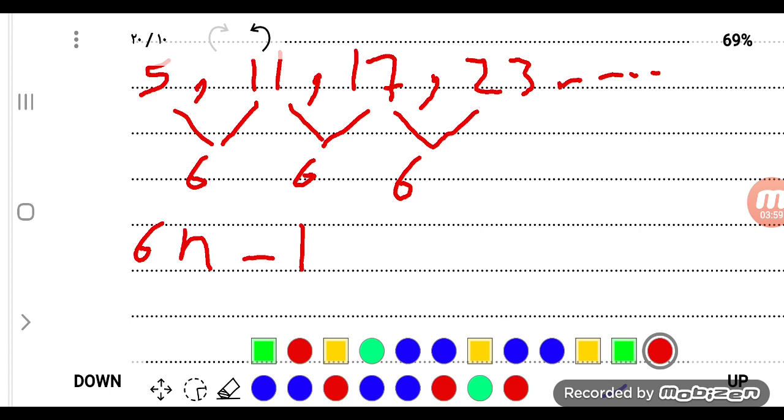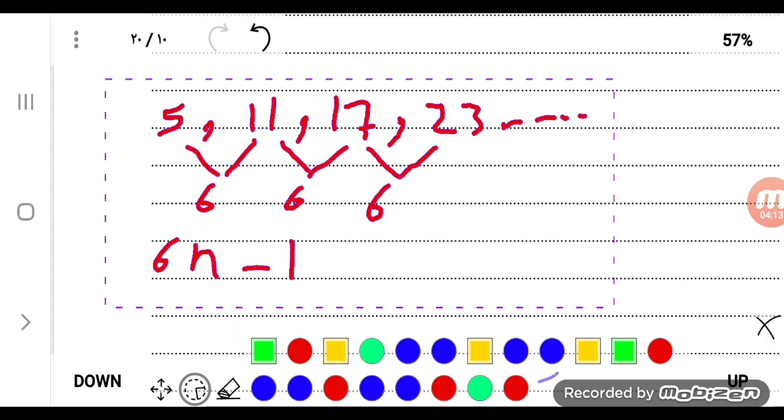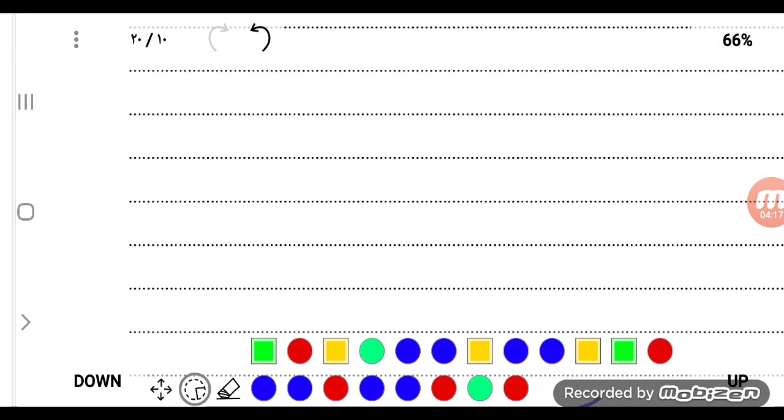6 times 2 minus 1, 12 minus 1 is 11, it's correct. 6 times 3, 18 minus 1 equals 17, this is correct. So this is the first type of sequence, and this is called a linear sequence. Let's now move to another type of sequence.